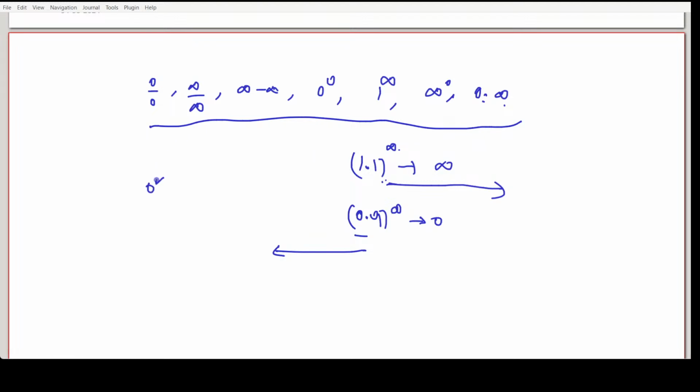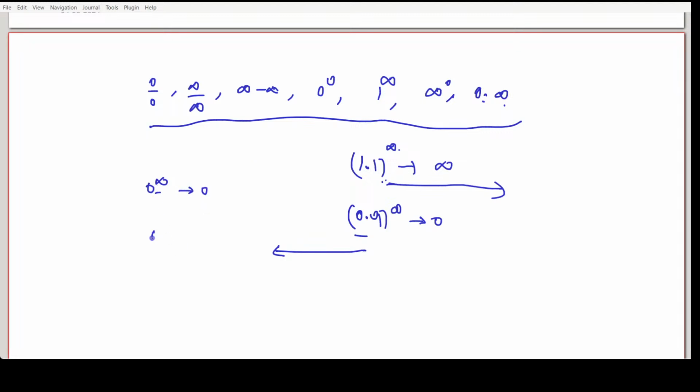See here, we are not including 0 power infinity. Why? Your answer is right, you're almost there. Tell me. Sir, anything power infinity is infinity. No, 0 power infinity. So then it will be 0 itself. It will be 0, right?